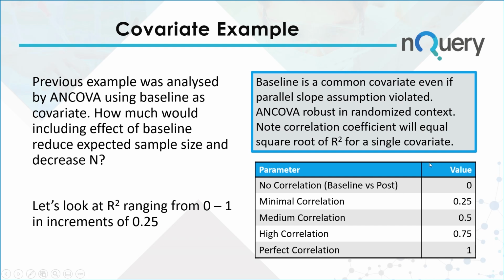So what we're going to do is the same analysis, but with ANCOVA, assuming varying degrees of correlation between the baseline measure of UI and the post-intervention measure of UI, ranging from 0 to 1 in increments of 0.25. Note that we're talking about R squared here, the percentage of variance explained. The square root of that is the correlation coefficient rho.